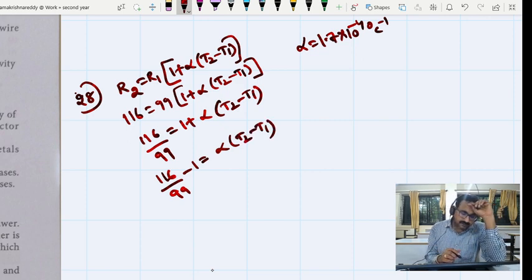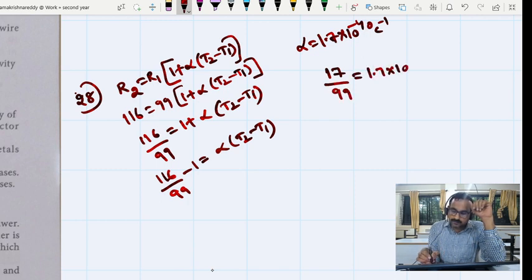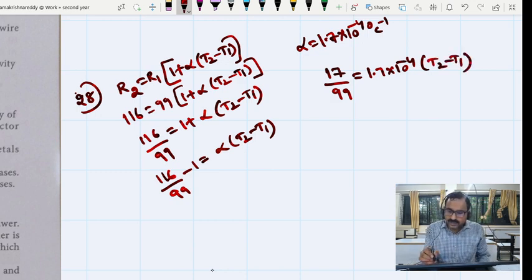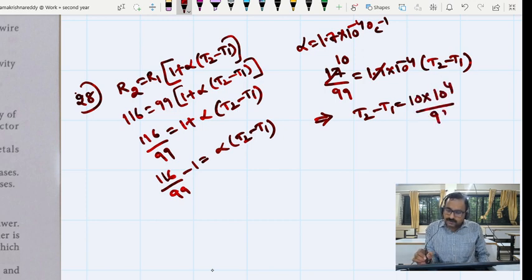Therefore 116 divided by 99 means 116 minus 99, how much are you getting there? 17 only, no? So 17 by 99 is equal to alpha value 1.7 into 10 power minus 4 into T2 minus T1. T1 is room temperature, they gave that. So how many times will it be cancelled? 10 times only. Therefore T2 minus T1 is equal to 10 power 5 by 99, nothing but 1 lakh divided by 99 only.